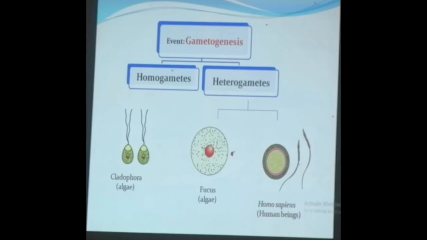And we'll move on to the heterogametes, where the male gamete is very tiny compared to the female gamete. That means the female gamete is bigger or larger in size compared to the male gamete. One example quoted is Fucus in the case of algae. And then Homo sapiens is another example, where the male gamete is very tiny and the female gamete is bigger than that.